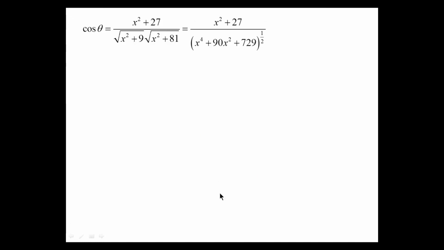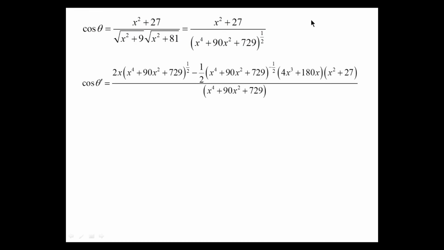Okay, let's have a look. What do we do? Well, cos theta is that. I brought this forward, and where did I get this? Well, I multiplied these two together, and I just put the root sign and made it an exponent 1/2. This is algebra. You should be used to it by now.